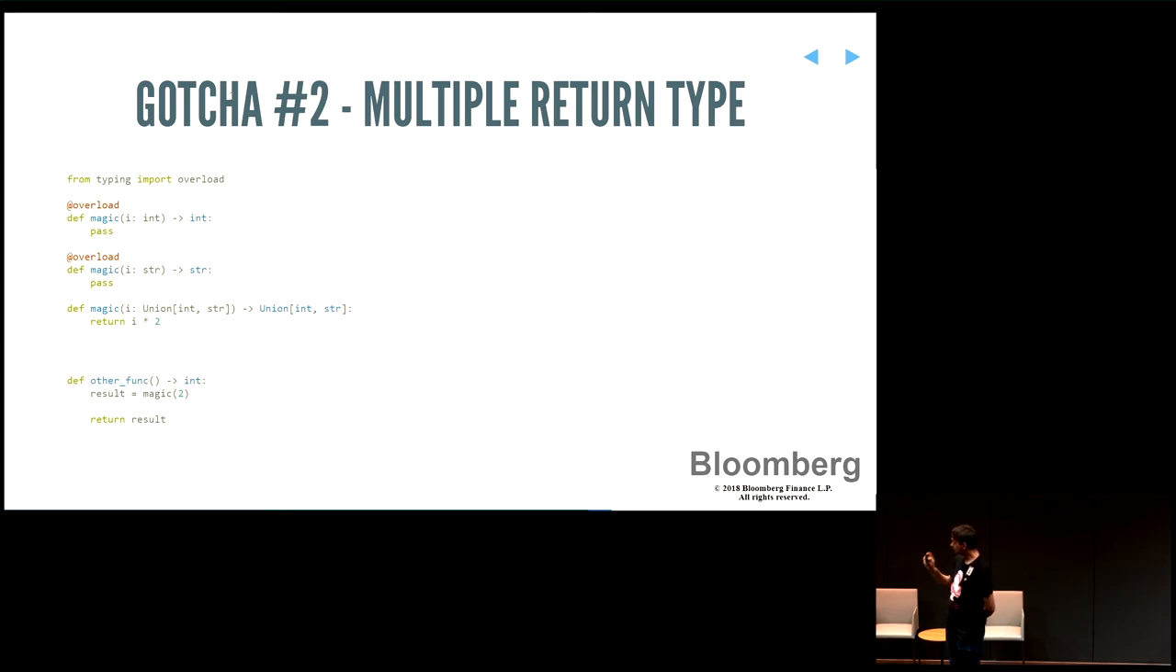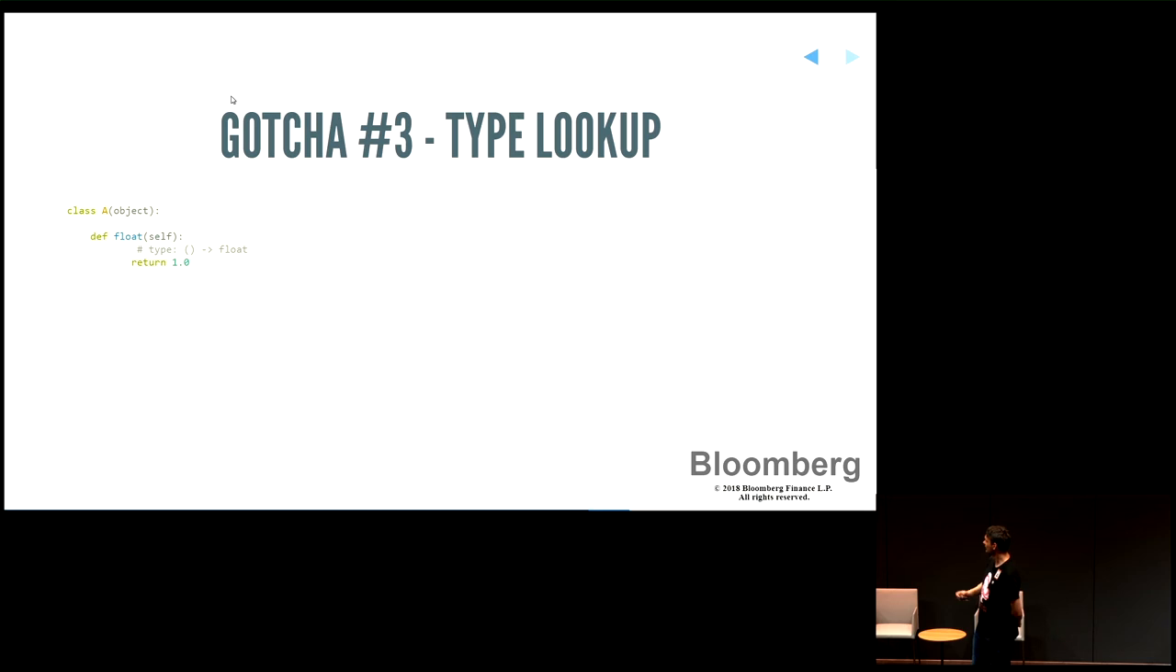Now, obviously, you don't need to add any assertions when you call it, but the downside is that now you define the same function three times, which means that the linter will not be happy. It'll be like, what are you doing? Why do you define your functions like this?